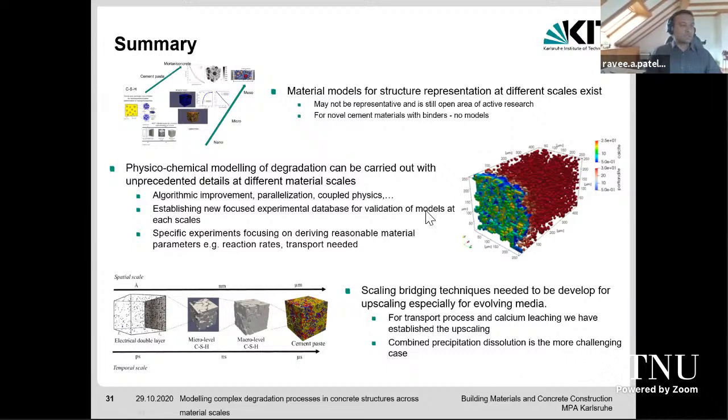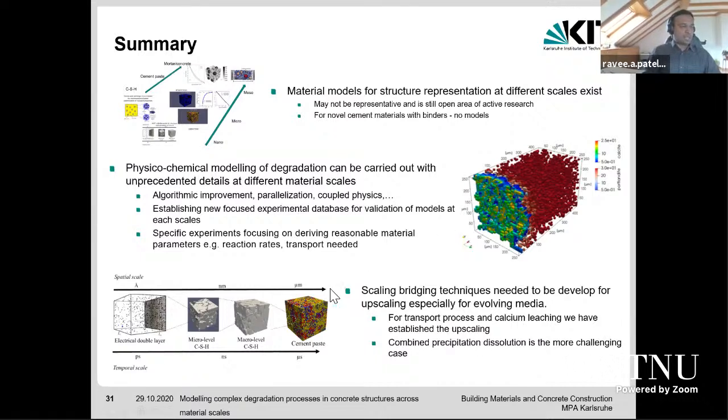What is important to do in future research would be to create a new set of experiments, and this is where I always struggle to get nice experimental data to validate the models. So we need to create a new experimental database which can help us to validate models at such a detailed scale. At the same time, it can help us derive different parameters which are needed as model input. So this is something which I always see as an active area of research for the coming future.